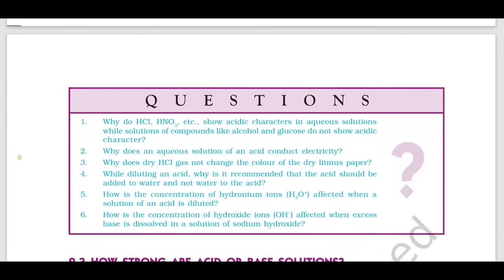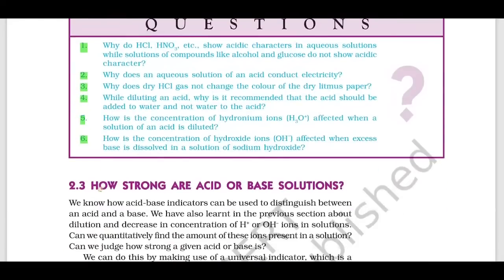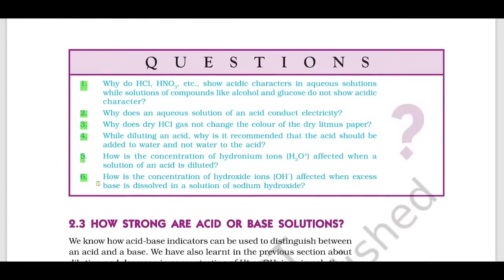See, out of 6 in-text questions, definitely 1 question will be asked. Very simple questions. Make a note of all those questions and study them. Why does aqueous solution of acid conduct electricity? Because acid in water gives its respective ions, cation and anion, which are responsible for the conduction of electricity. Why does dry HCl gas not change the color of dry litmus paper? Because it does not produce any ions.